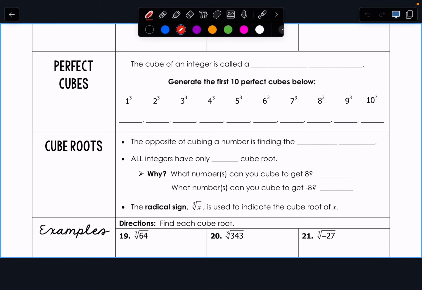What do you think we're talking about today? Perfect cubes. The cube of an integer is a perfect cube.